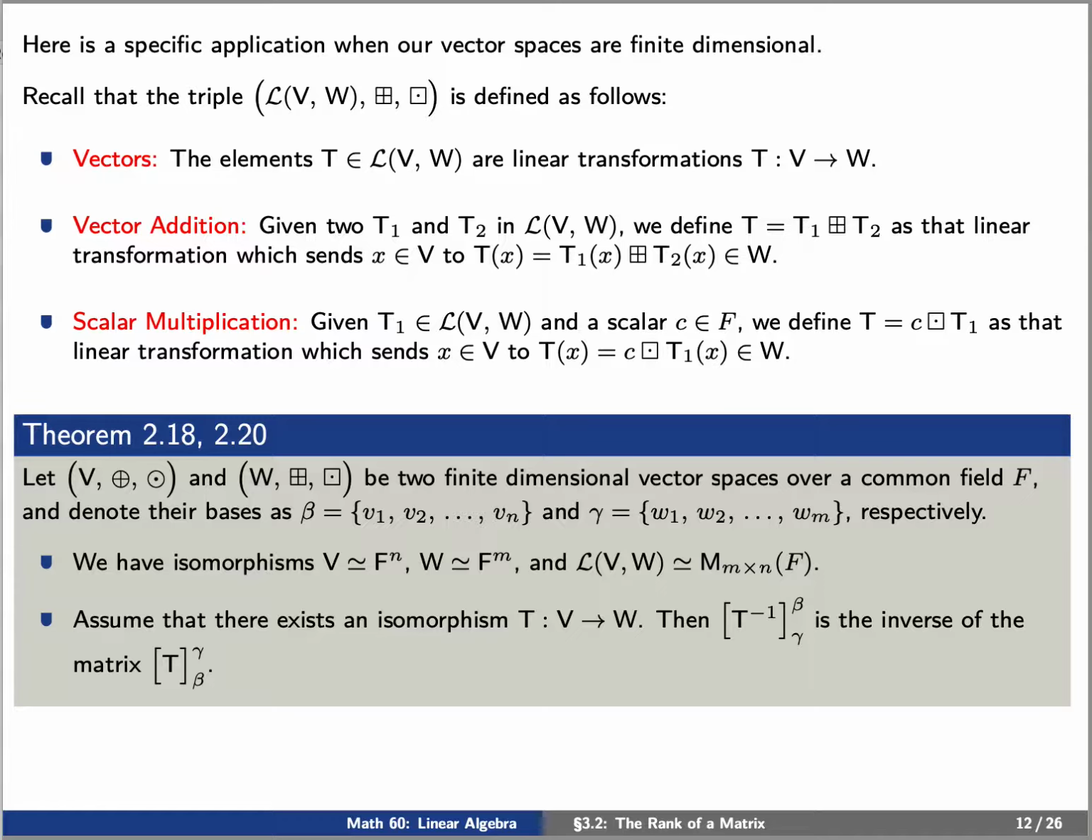L of V, W is isomorphic to the collection of m by n matrices by using that map that takes a linear transformation T to its matrix representation [T]. In fact, if T, our linear transformation, is an isomorphism, then the matrix for T inverse is just the inverse of the matrix [T].